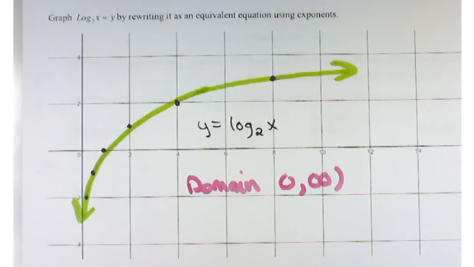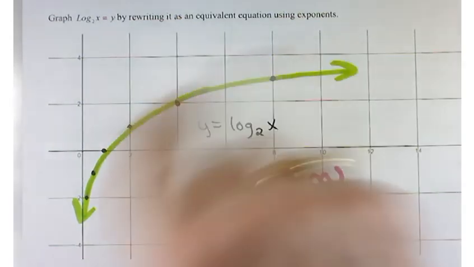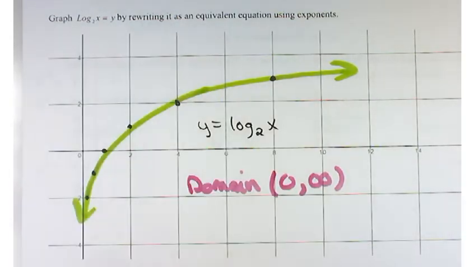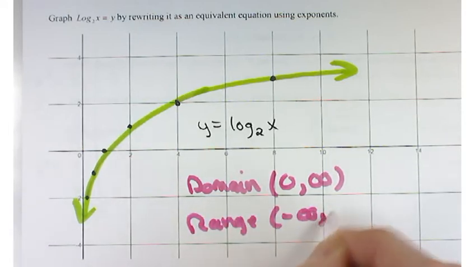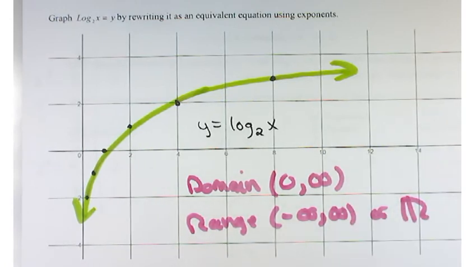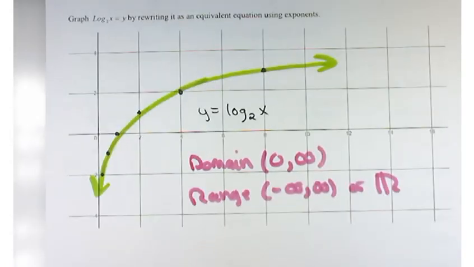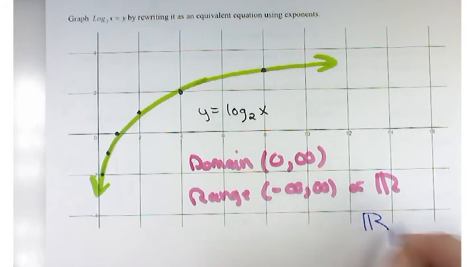Why doesn't it touch the y-axis? Because its inverse never touches the x-axis. The range would be negative infinity to infinity. And Cole, you're asking about extra credit points. You can write that as a script R. Let me try and write that again. Like here. Script R. That's all real numbers.